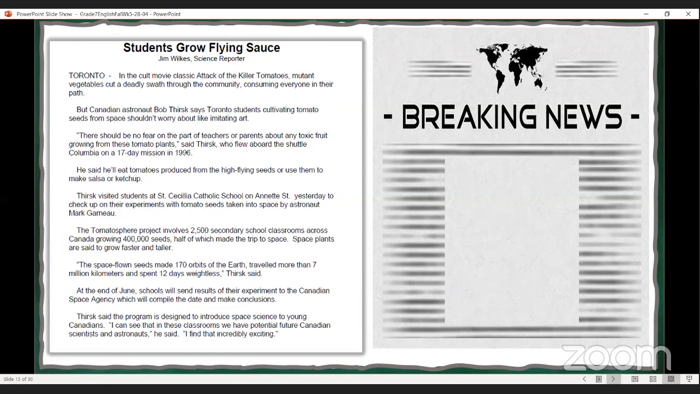At the end of June, schools will send results of their experiment to the Canadian Space Agency, which will compile the data and make conclusions. Thirsk said the program is designed to introduce space science to young Canadians. I can see that in these classrooms, we have potential future Canadian scientists and astronauts, he said. I find that incredibly exciting.